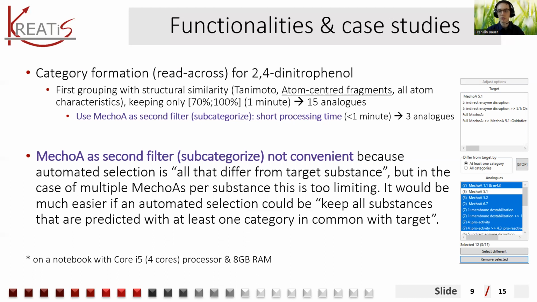Therefore, it would be much easier if an automated selection by the toolbox could be to keep all substances that are predicted with at least one category in common with the target. This is not only problematic with MechoA, but also with other multi-category profilers, such as organic functional groups.